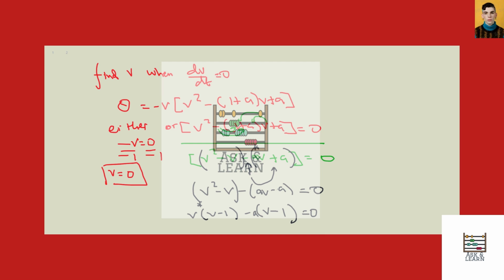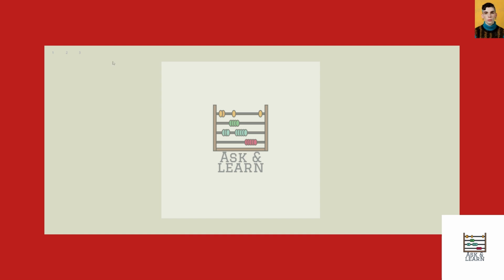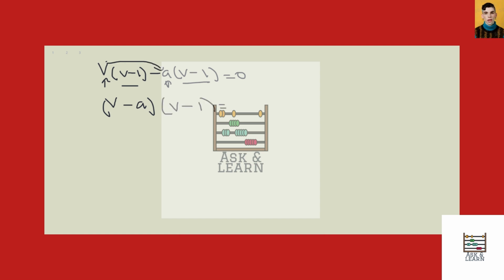In the next page, we're going to simplify this new expression. So we have v times v minus 1 minus a times v minus 1 equals 0. This is common for both v and a, and therefore we can factor it out, we can pull it out and have v minus a, so combining this variable v and the variable a, and then putting the common factor there, that becomes equal to 0.